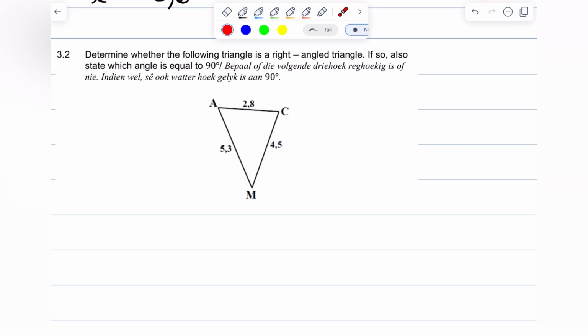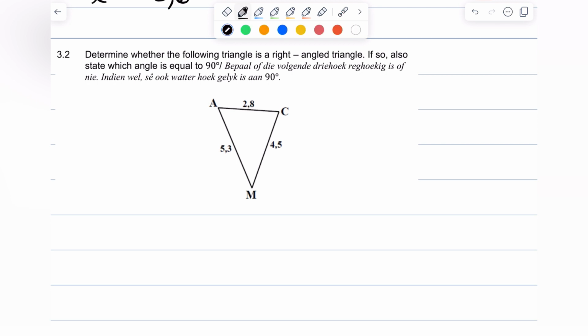So in this case, we need to prove that this is a right angle triangle, and we need to use our knowledge of Pythagoras to do that. This is making use of the converse of the theorem of Pythagoras, or the converse of the Pythagorean theorem, as it's also called.